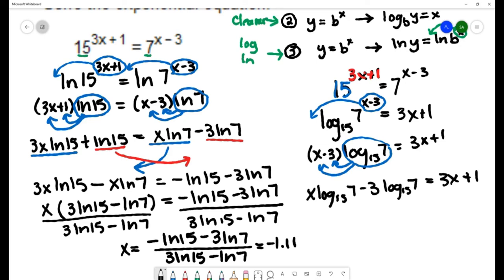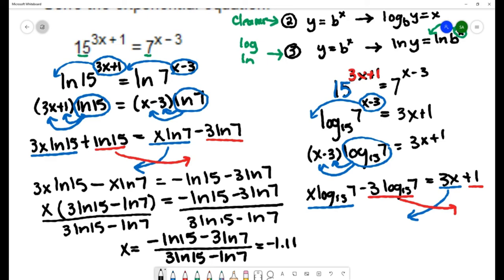And just like on the other example, I have gotten the variable out of the exponent. I have used the distributive property to get rid of the parentheses. And now I'm paying attention to the fact that I have multiple variable terms, which I want on the same side. So I'll move this 3x to the left so that the variables can be collected on one side. I have two constant terms. I want those on the other side of the equation.